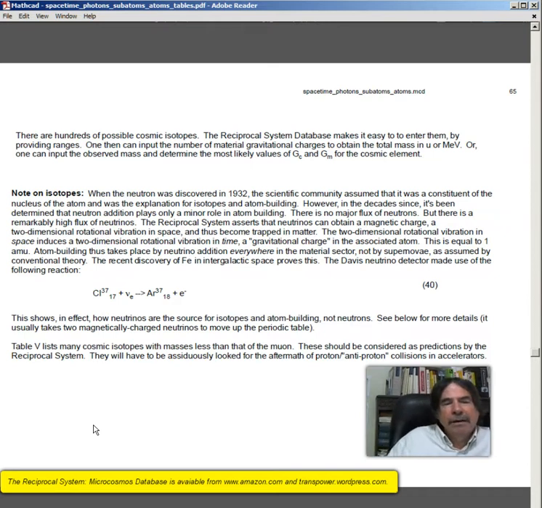Table 5 lists many cosmic isotopes with masses less than that of the muon. These should be considered as predictions by the Reciprocal System. They will have to be assiduously looked for in the aftermath of proton-antiproton collisions in accelerators.